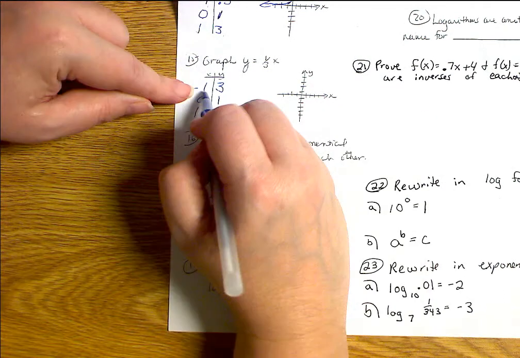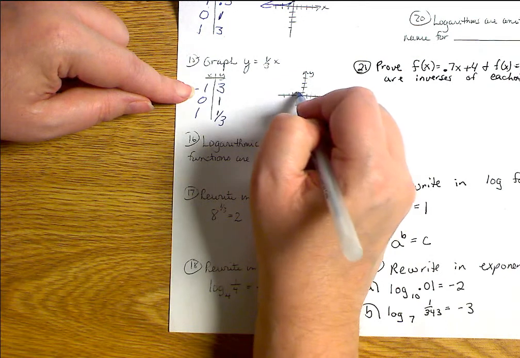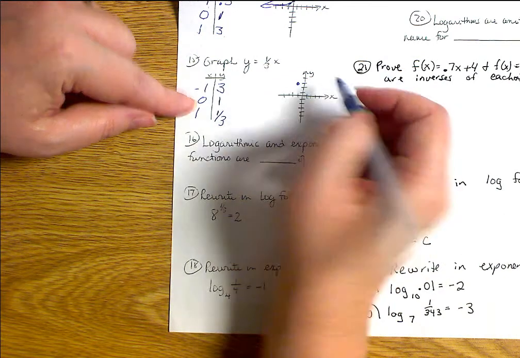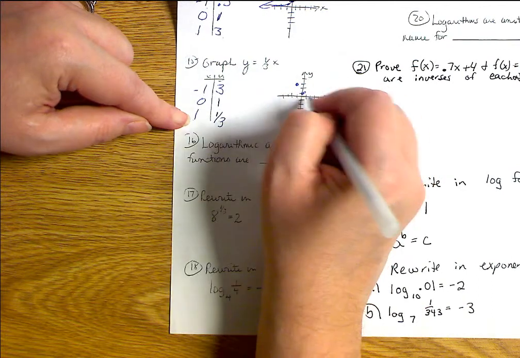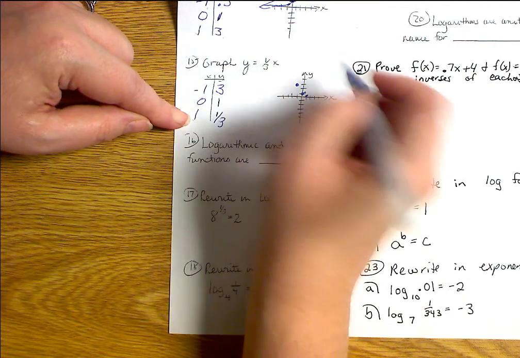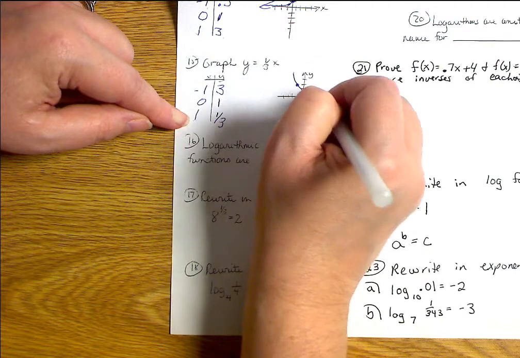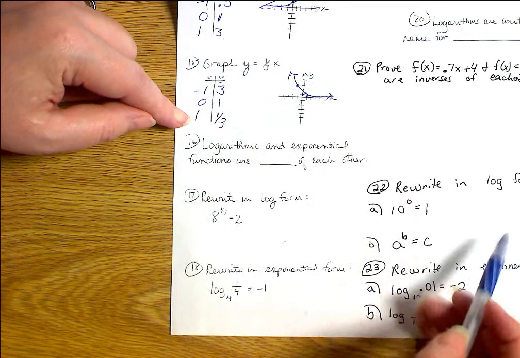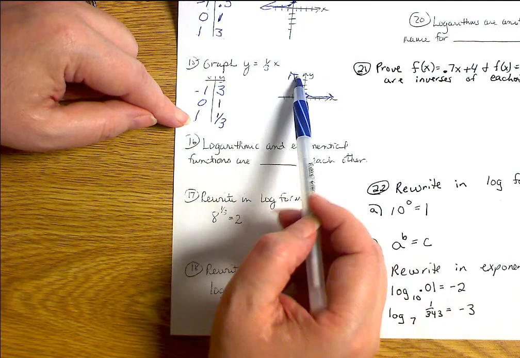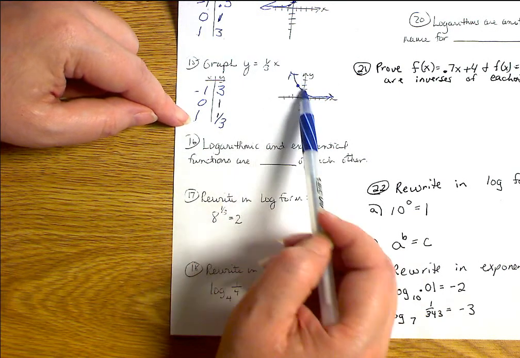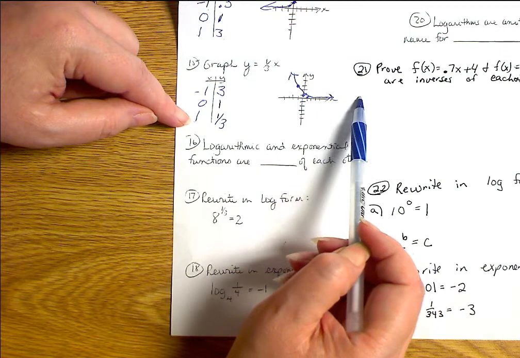-1, 3. -1, 1, 2, 3 is there. 0, 1 is there. And then 1 and then 1/3 is right there. Hopefully this makes sense because this is a decay because it's 1/3. So it's starting big, but then decaying, but it can never get to 0, but it gets close to it.